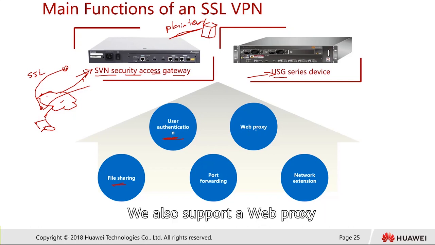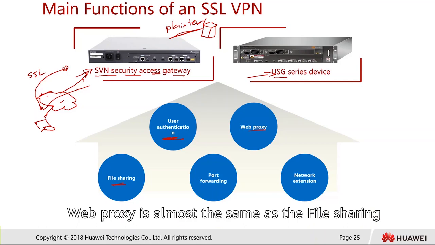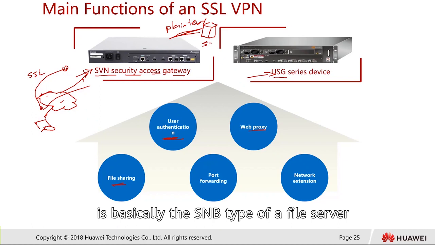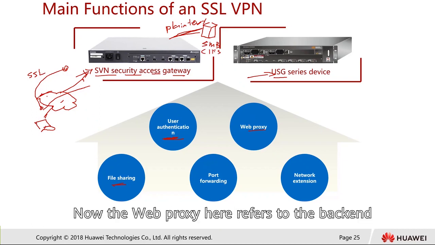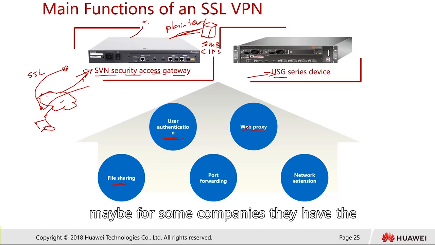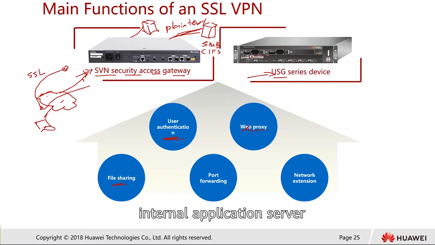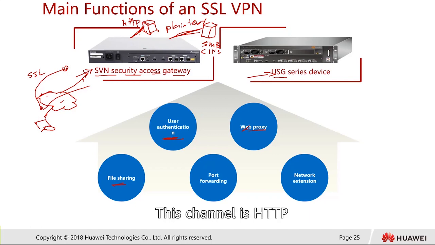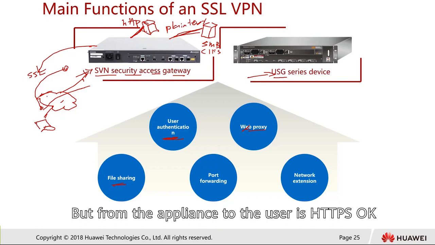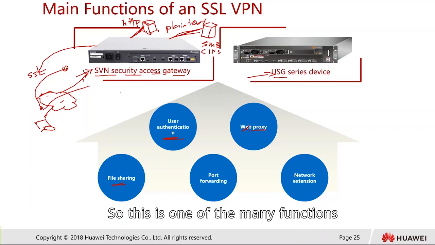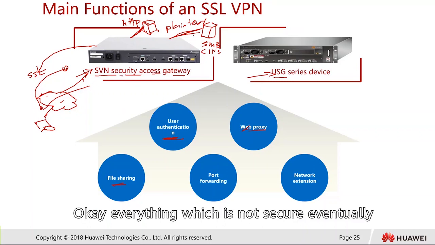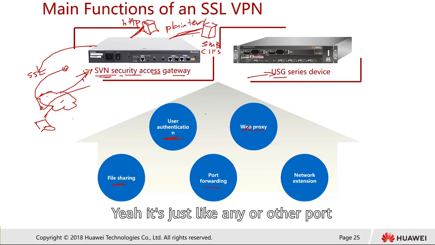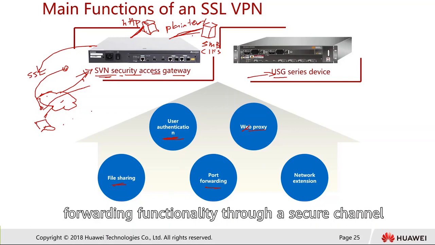We also support a web proxy. Web proxy is almost the same as file sharing. The file sharing method means the backend is an SMB type of file server, or a CIFS kind of file server. The web proxy here refers to the backend where maybe some companies have an internal application server running on web, and this channel itself is not secure. This channel is HTTP, but from the appliance to the user is HTTPS. So this is one of the many functions. Anything which is not secure, after you pass through the SVN gateway here, becomes secure.